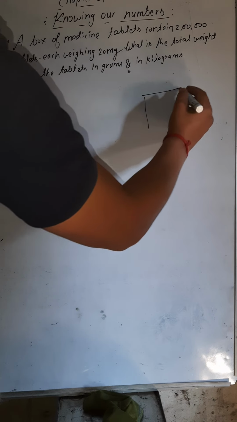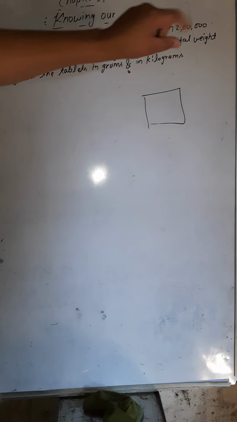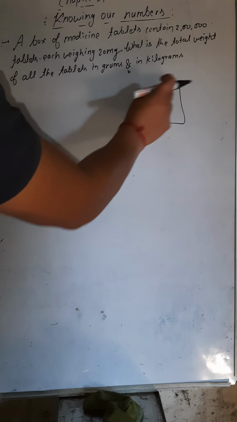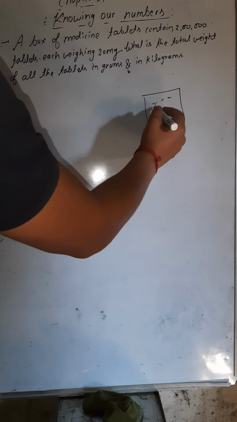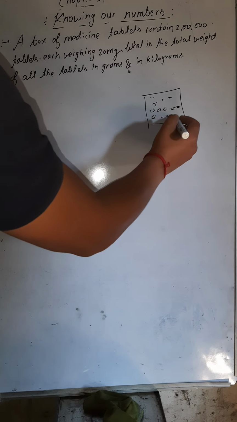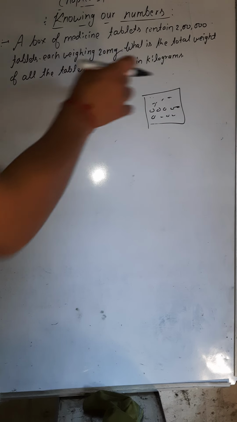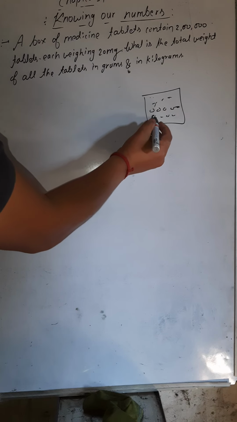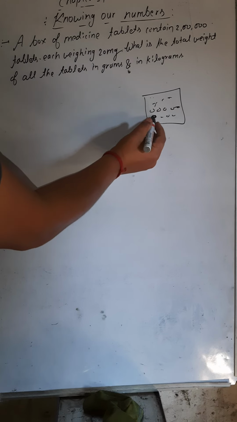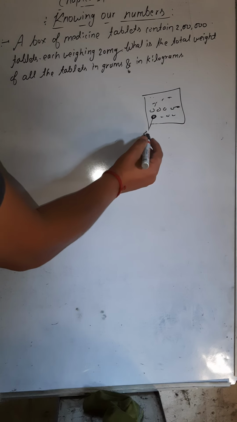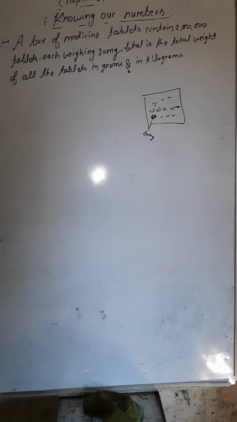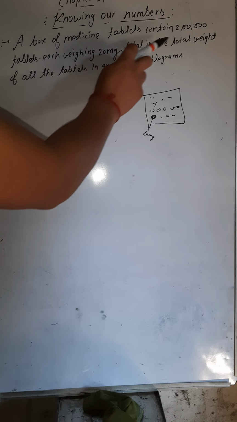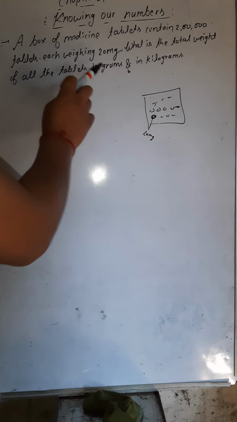So you have a box of medicines. Let's say this is the box of medicine. Medicine tablets, 2 lakh tablets. So in this box there are many tablets here. Tablets of medicine, you must be knowing. So this way there are 2 lakh tablets in this box, each weighing 20 mg. Suppose this is one tablet, and the weight of one tablet has been given here as 20 mg. So what is the total weight of all the tablets in grams and in kilograms?